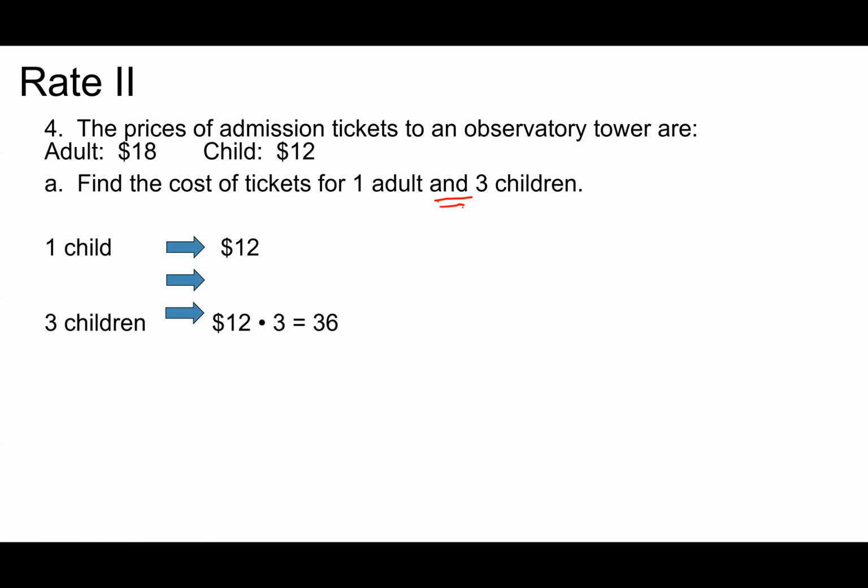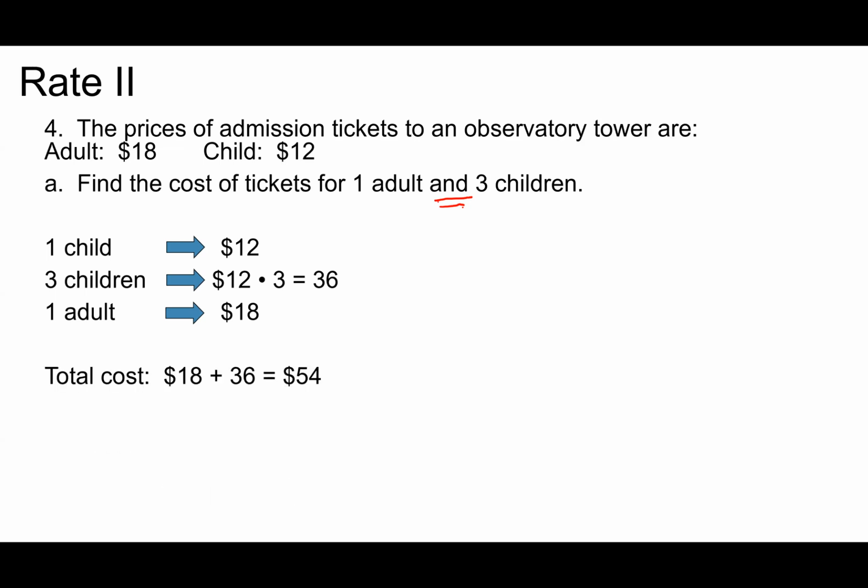Kylie R? Yep, $36. Now we're not done yet. How many adults are going on this expedition? Owen? One adult, and how much do they cost? Yep. Now what do I need to do? Yes, I need to add 18 and 36. So my total cost for the adult and the children is $54.